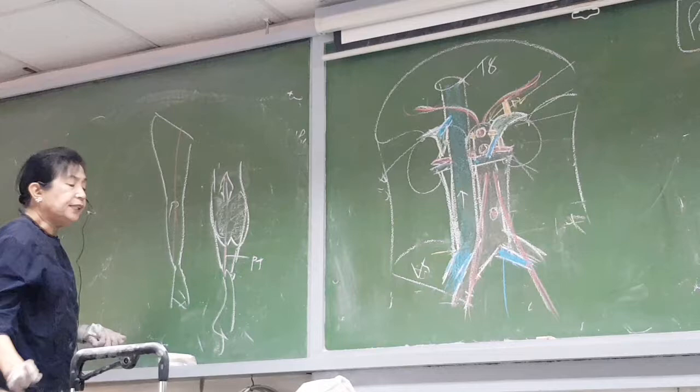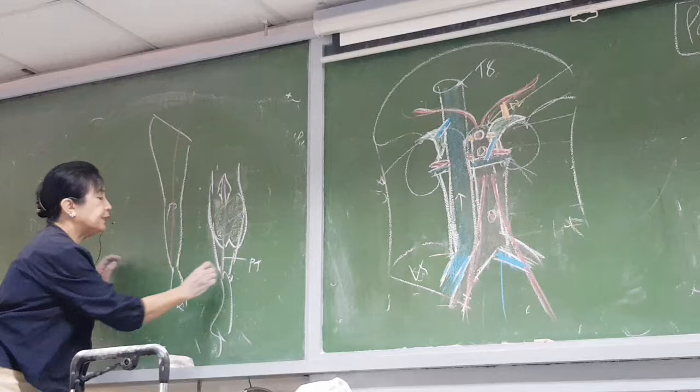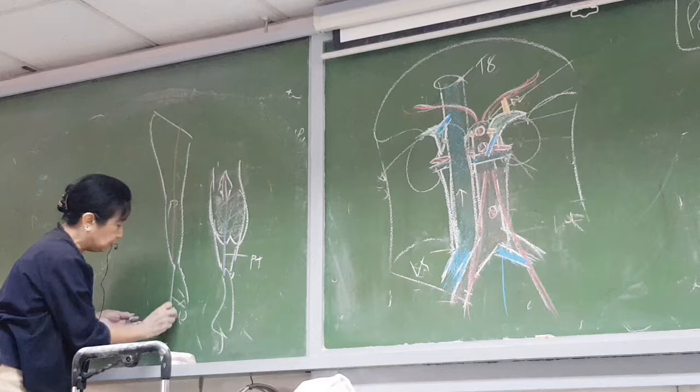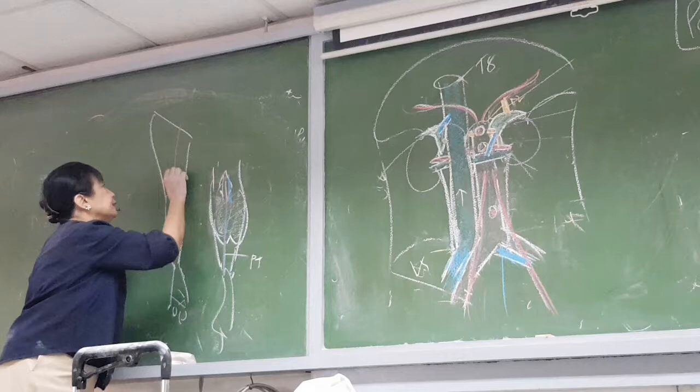And these are accompanied by veins. In the veins here, these are posterior tibial veins. These are, ito harap, mga kuko ito. Okay? You have anterior tibial veins, popliteal vein, and what is this? Femoral vein. Femoral vein, naging, ano to?